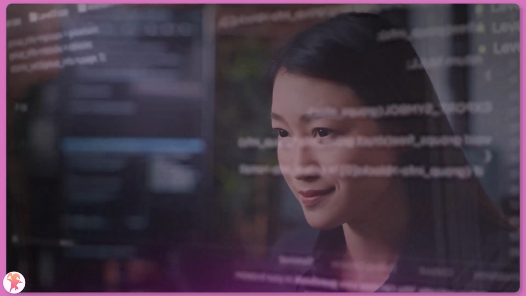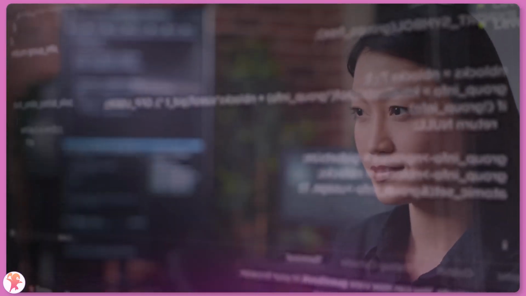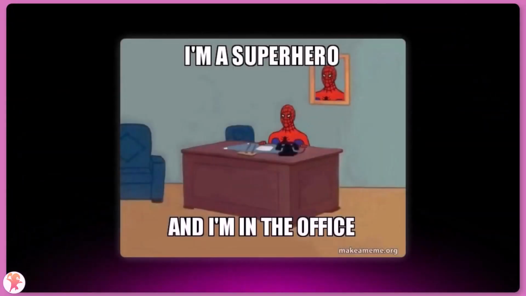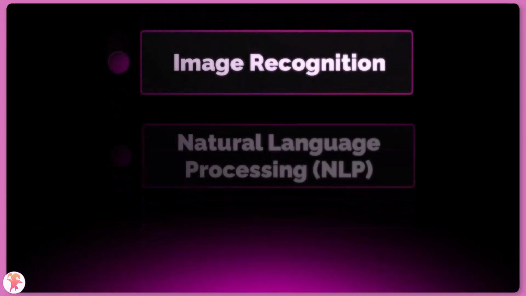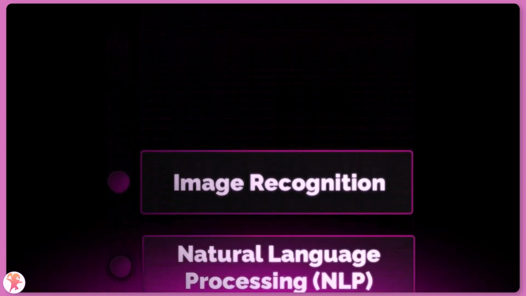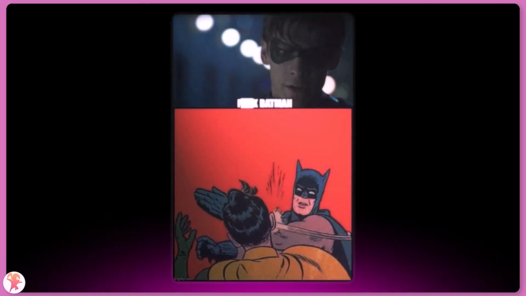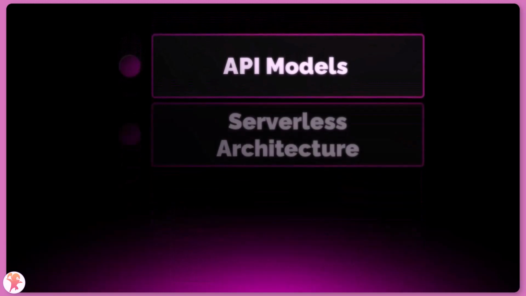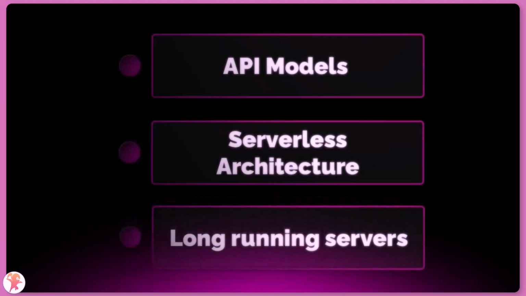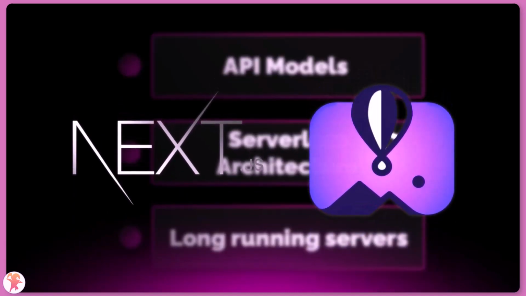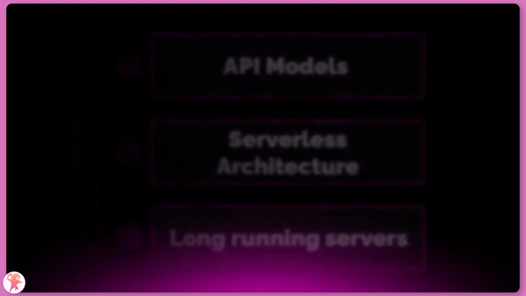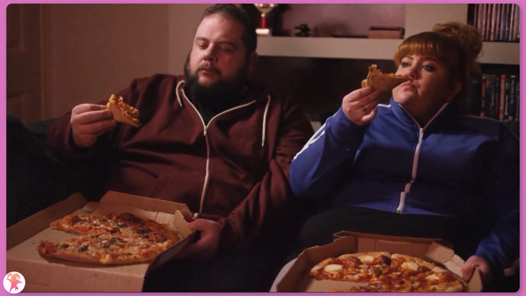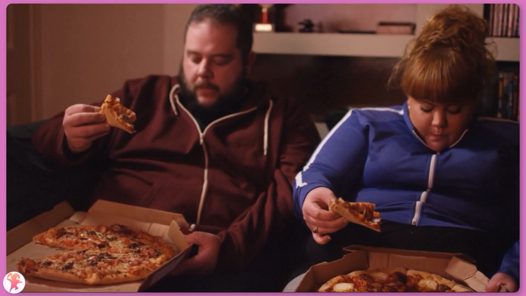Hosting AI models and calling APIs is a critical part of AI development. These models are like superheroes, performing tasks like image recognition, natural language processing, or even predictive analytics. And APIs, on the other hand, are your trusty sidekicks, helping devs integrate AI into their application. Today, we'll be diving into the relationship between API models, serverless architecture, and long-running servers. Even more importantly, we'll look at how these services work on Next.js and Fly.io so that you can build an AI application that is both powerful and scalable. So sit back, relax, and get ready to learn how these applications are built like a pro.